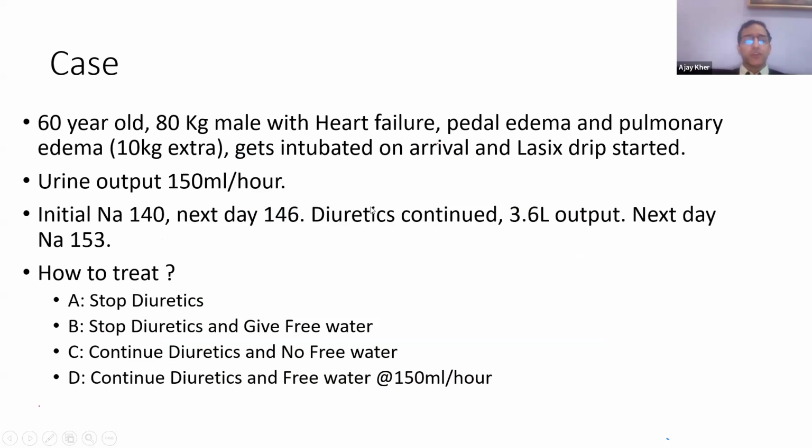Initial sodium on the first day was 140. Next day is 146. Diuretics are continued. He has another 3.5 liters of urine output. And the next day, the serum sodium is now 153. How do you treat him?